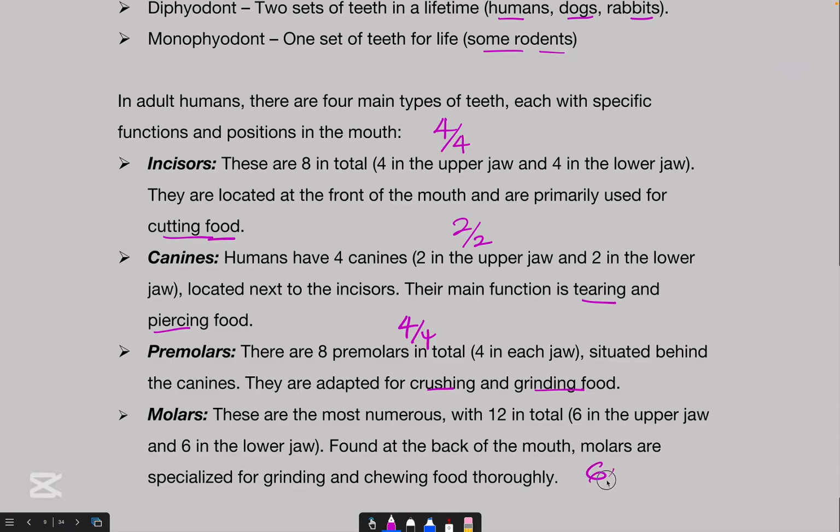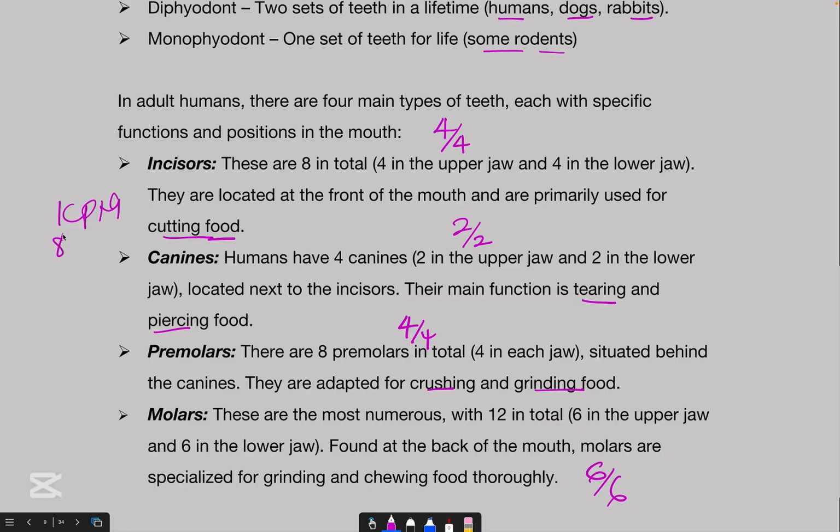If you calculate everything together, 8 plus 4 gives us 12. 12 plus 8 gives us 20. 20 plus 12 will give us how many? 32. That is a total of 32 teeth. So incisors, canine, premolars, molar. Emphasis on ICPM. Just know them: incisors, canine, premolar, molar.